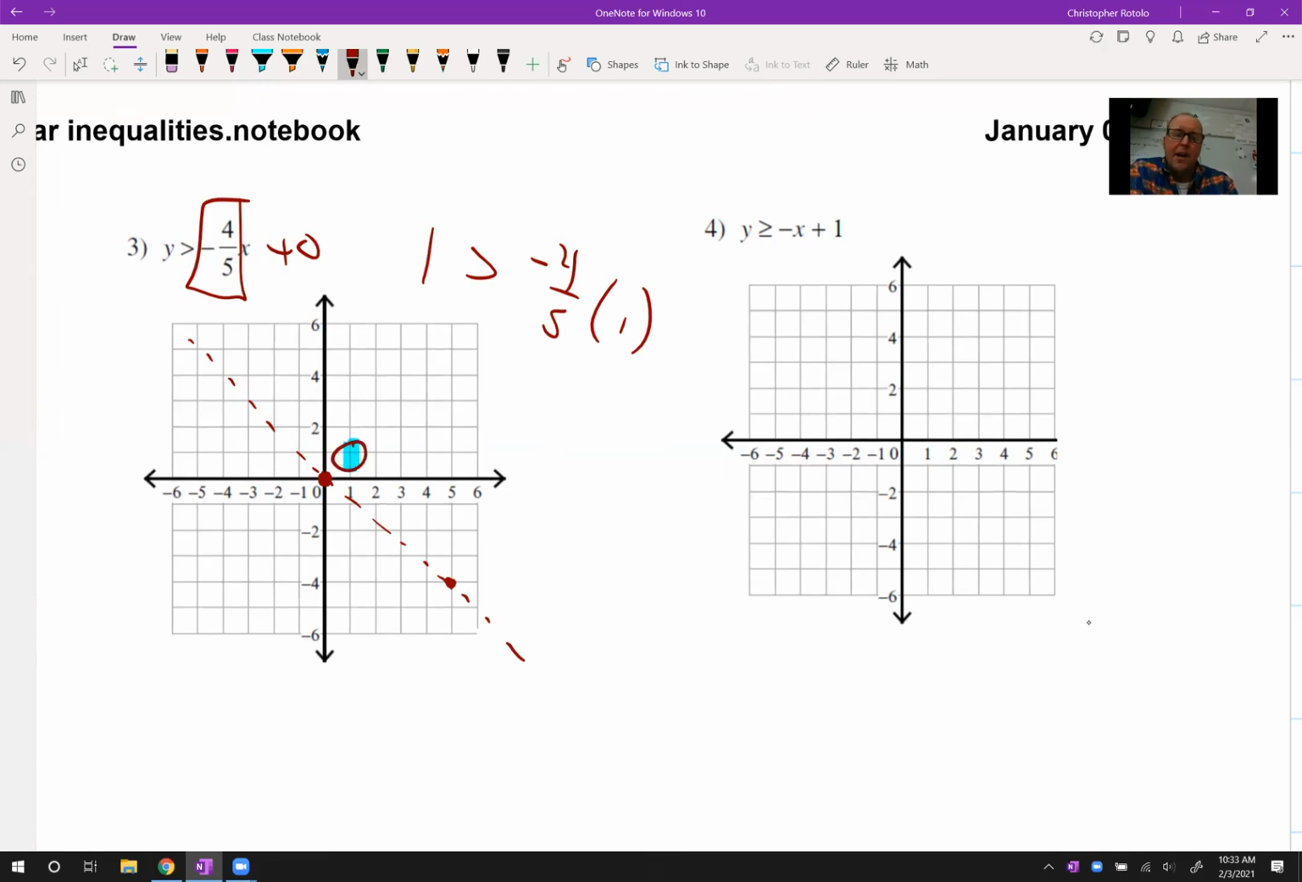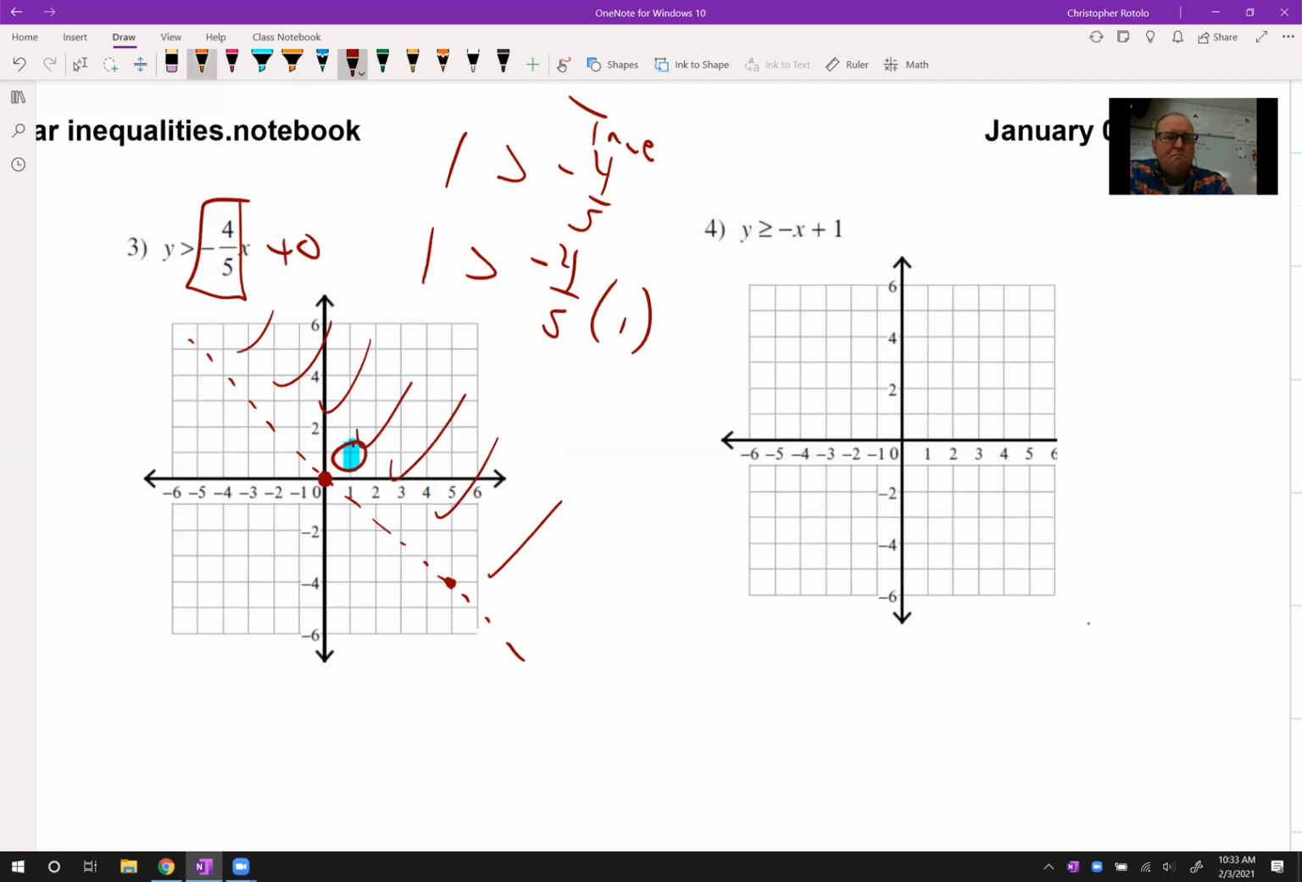Notice again, I'm highlighting, circling where I'm testing. So is 1 greater than negative 4/5? Well, that's true. And we always want the true side to be highlighted or shaded. You know what I'm saying? It's not too bad.